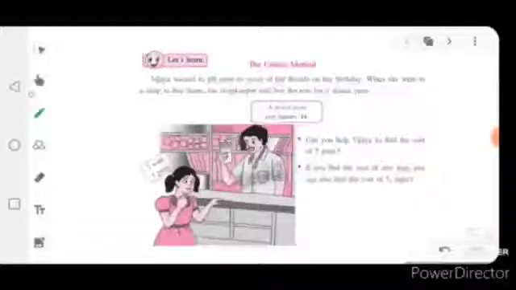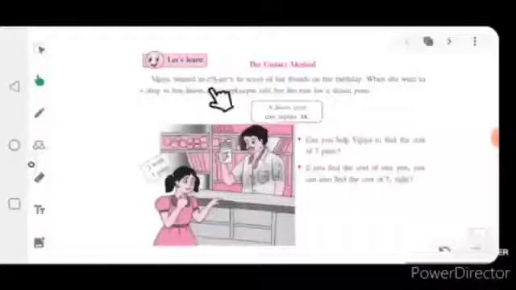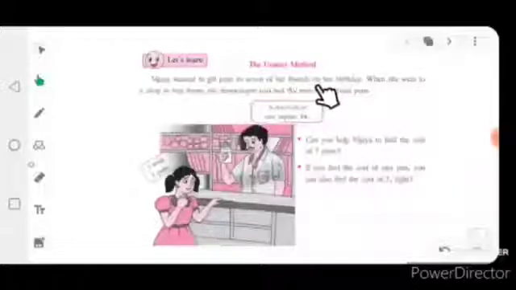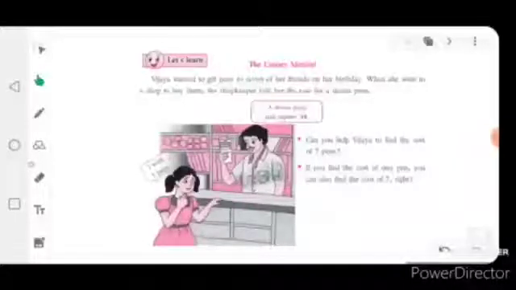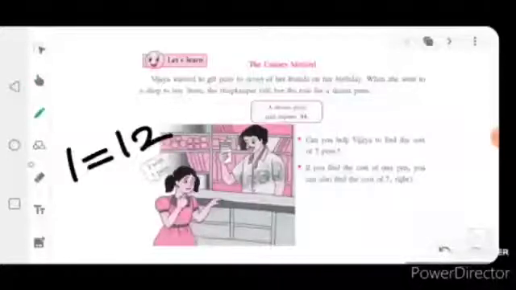Here is the example. Vijay wanted to gift pens to 7 of her friends on her birthday. When she went to a shop to buy them, the shopkeeper told her the rate for a dozen pens. He did not tell the rate of one pen. A dozen means 12 pens. In one dozen there are 12 things, or 12 units. So one dozen is equal to 12 units.